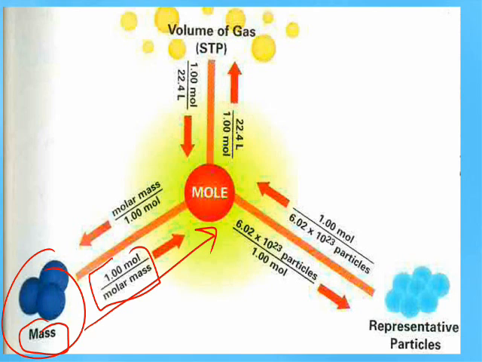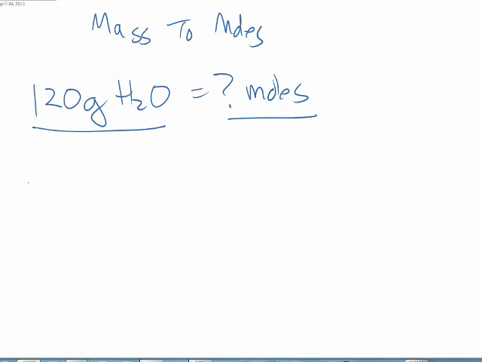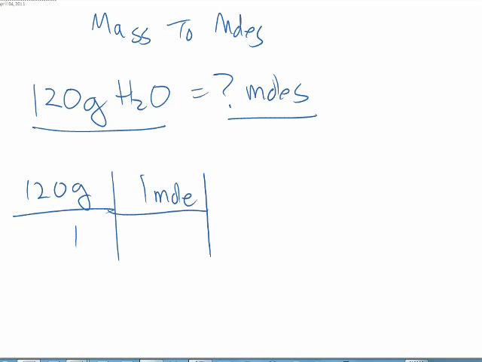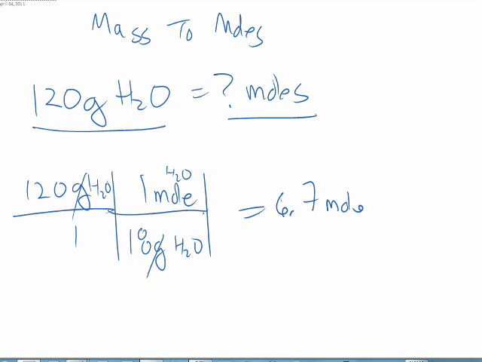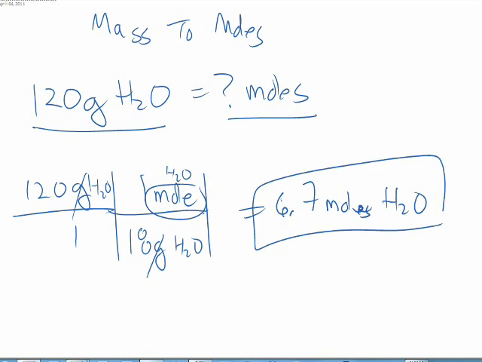Again, we're going from mass to moles, so let's multiply by this. 120 grams multiplied by 1 mole per the molar mass. Remember, the molar mass of water is 18 grams. The grams cancel out, so we divide 120 by 18. That is 6.7, remember sig figs, moles of water in 120 grams. Okay, so 120 grams has 6.7 moles.